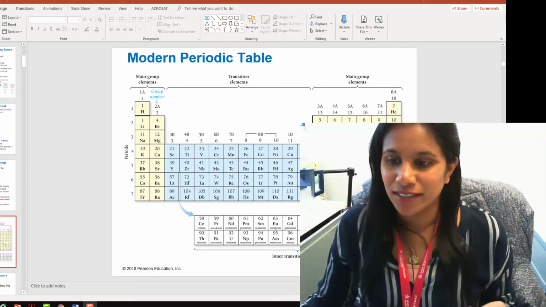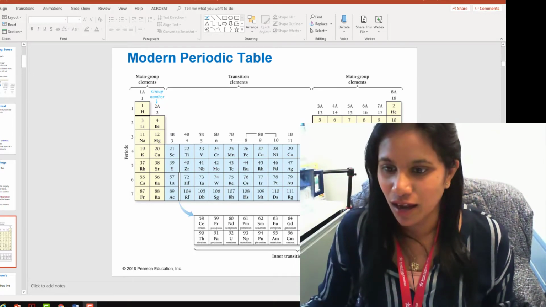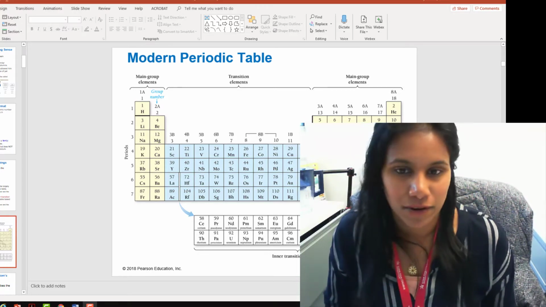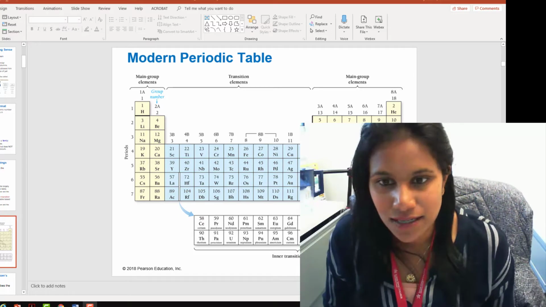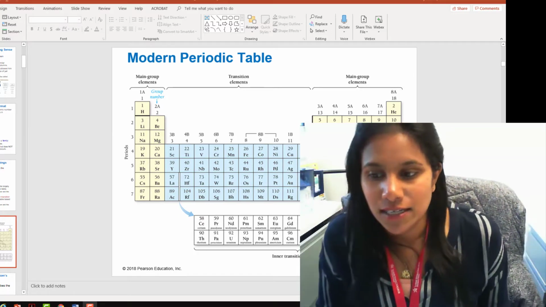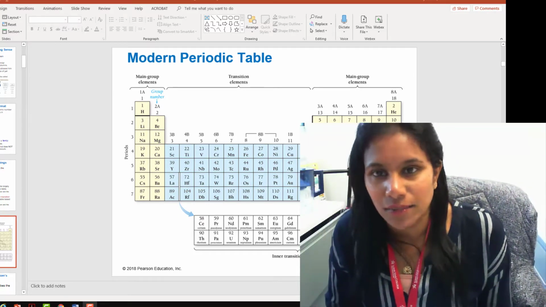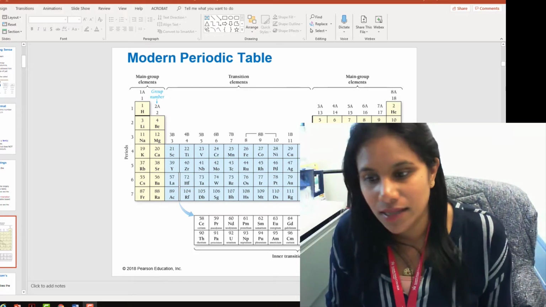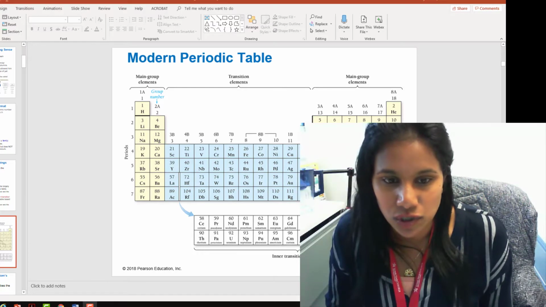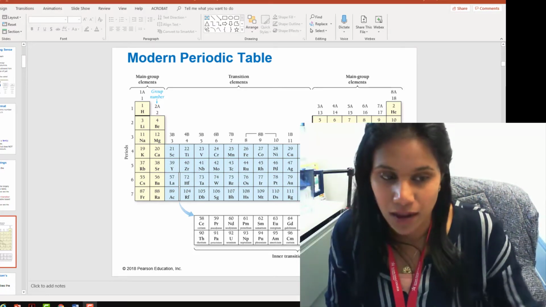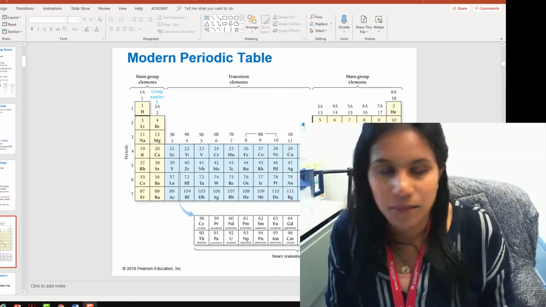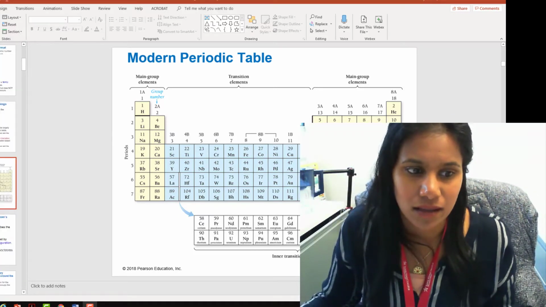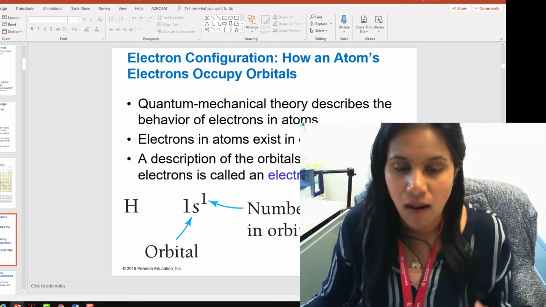Hi, today I am teaching you how to write the electron configuration of the elements in the periodic table. When you write electron configuration, you always need to know how many electrons are in that element. Electron configuration shows you the electron arrangement, how the electrons are arranged. So in this chapter, the main thing is how to write the electron configuration.